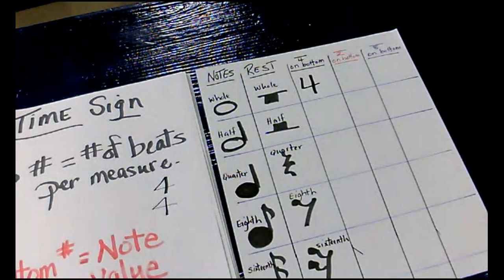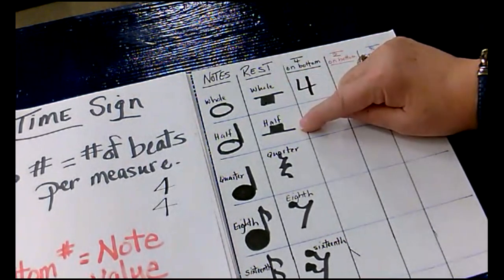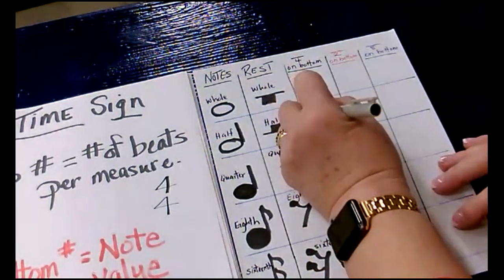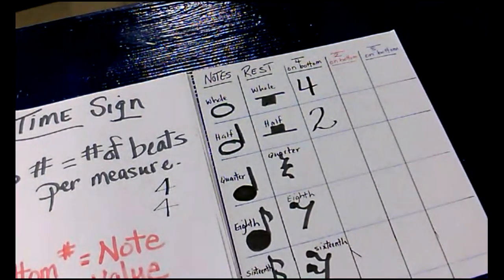All right. Then we add a stem to the whole note and it becomes a half note. And when we do the half note, then we have a half rest. Do you see a similarity in the whole rest and the half rest? Yes. The whole rest is an upside down hat. The half rest is the right side up hat. So when we come down to the half rest, we cut it in half. So what's half of 4? Good. 2. So the half note and the half rest would equal 2 counts apiece.